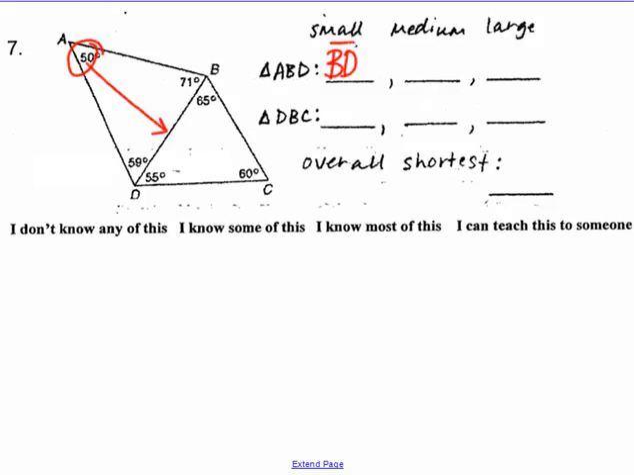Okay, so now we look for the medium. The medium angle would be 59, and it's across from this side, which is AB. And then our third angle, the largest angle, is across from the longest side, AD.